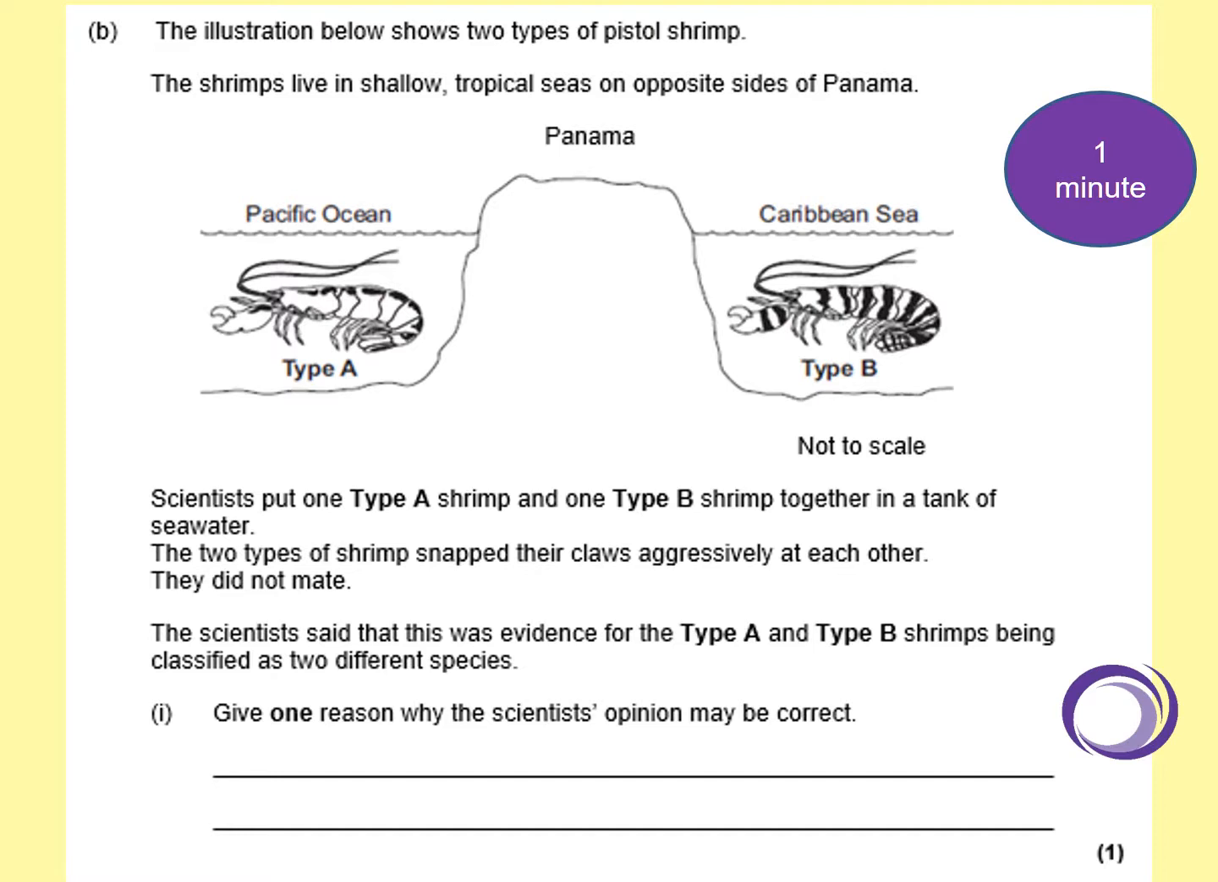So speciation comes up quite a lot on exam questions. So I'm not going to read this to you, but I'm just going to give you 1 minute to have a read and see if you can come up with one reason why the scientist's opinion may be correct.